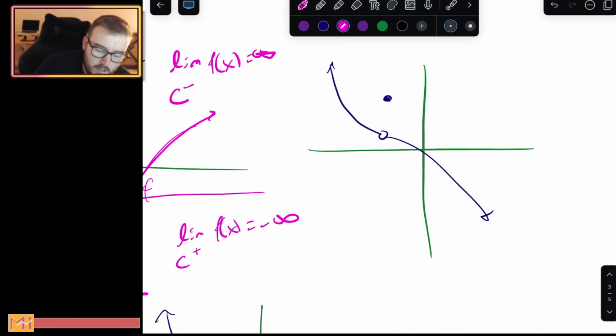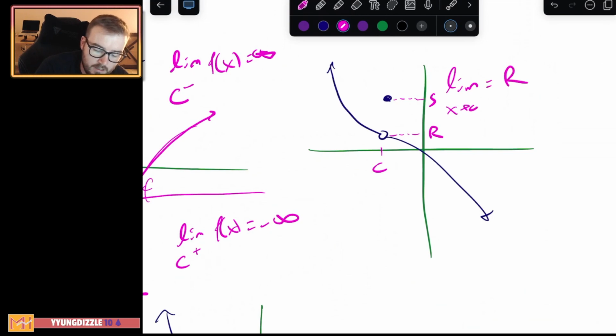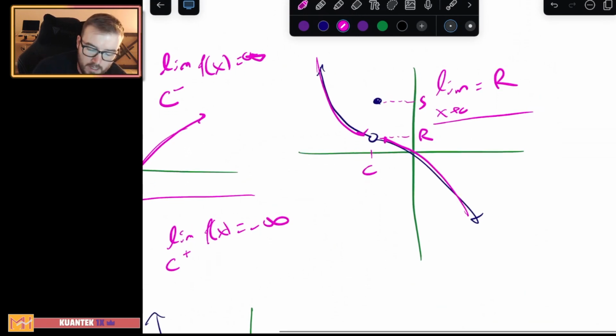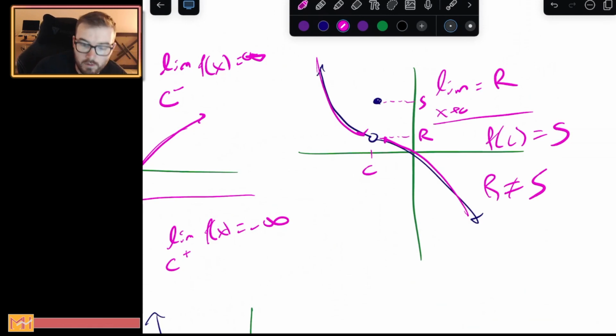So what is true here? Well, we know, and let's call this R, okay? And let's call this point S. We know the limit as x approaches c is equal to r, right? We see the left and the right hand limit approaching the same point. So we know the limit exists. But does the function exist there? No. F of c equals some other number s. And because r does not equal s, that's why there's a hole. The limit exists, but the point exists somewhere else, and thus a hole. So that's how we could summarize this graph.